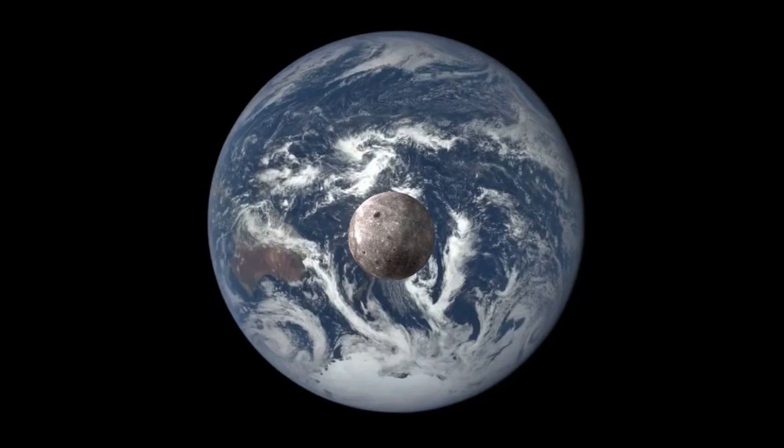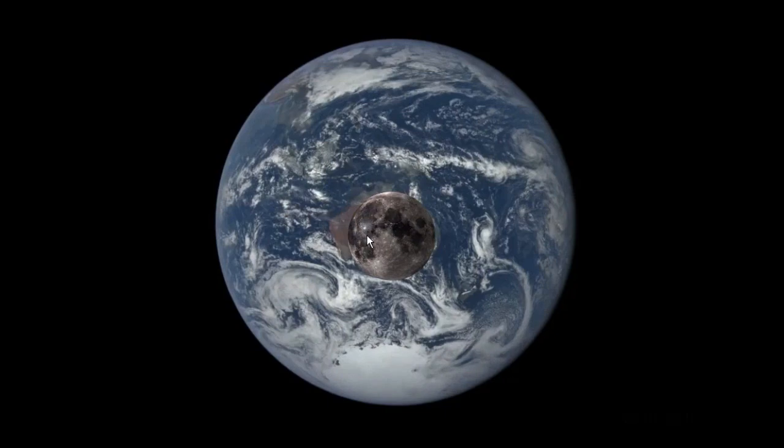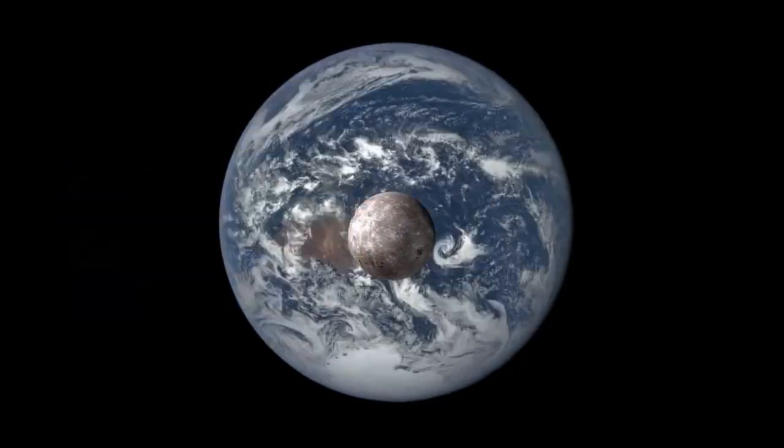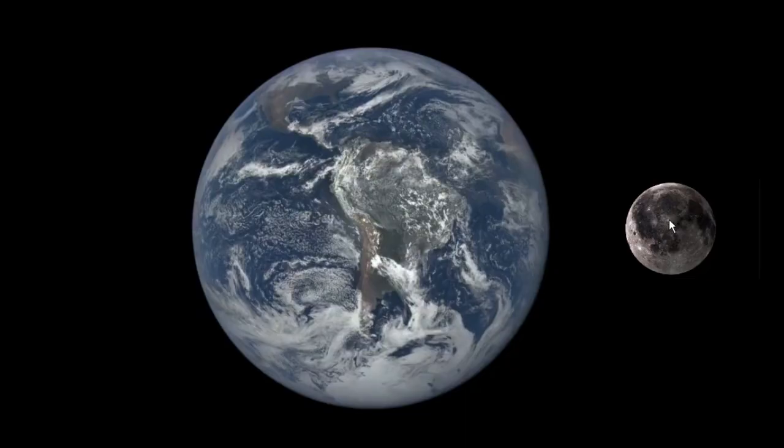But we should see it from space. One rotation each month. We should see it go around the Earth, rotating in this time lapse. In the same month as that solar eclipse, we also had a lunar eclipse, March 23. We should see the moon travel behind the Earth, but we don't see that. This footage is just fraud.